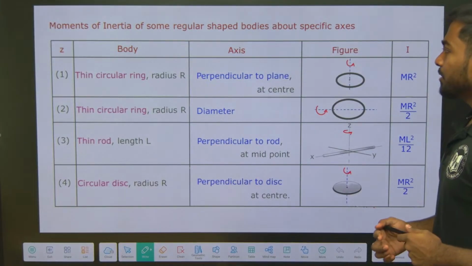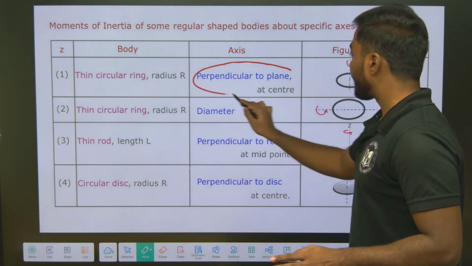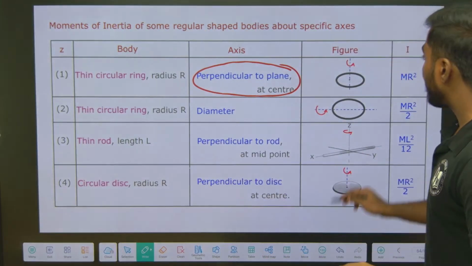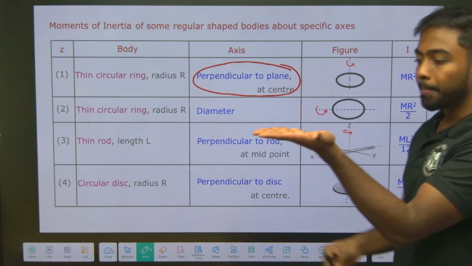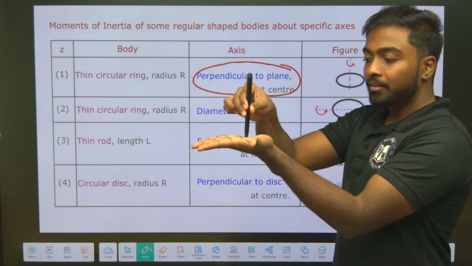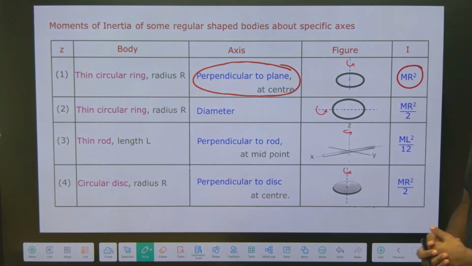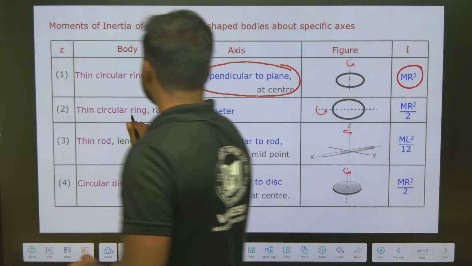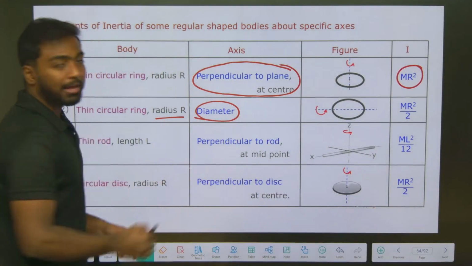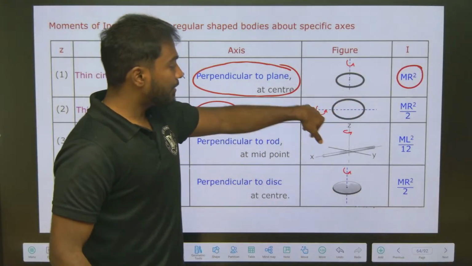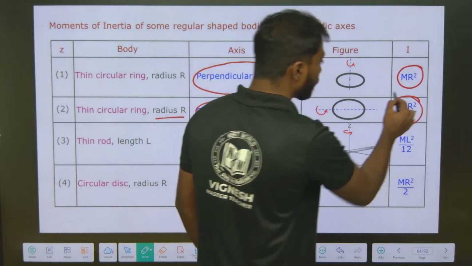Thin circular ring, radius r, and the axis perpendicular to the plane at the center. Perpendicular to the plane means it will pass like this through the plane. The formula is mr square. Now for a thin circular ring of radius r, if you consider any diameter, it is mr square by 2.